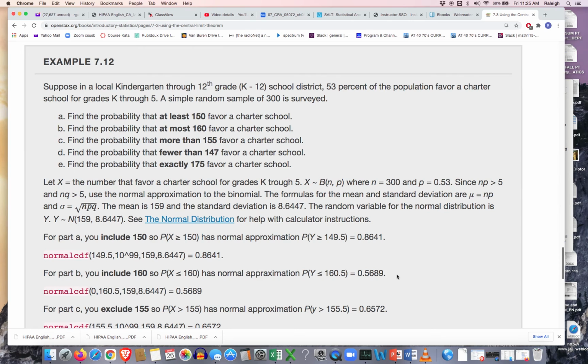Now, one that the z-score misses a little bit is at most 160. So this is a left-facing curve that I would like to show you during the live lectures. I'll be able to do that more often. So we include the 160. At most 160 is including the 160. So include the block that ends at 160.5.